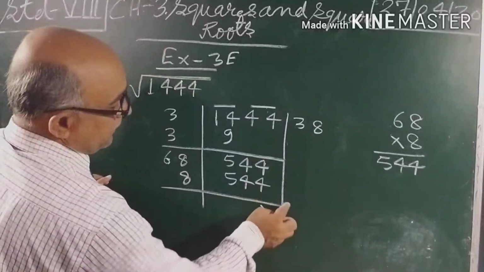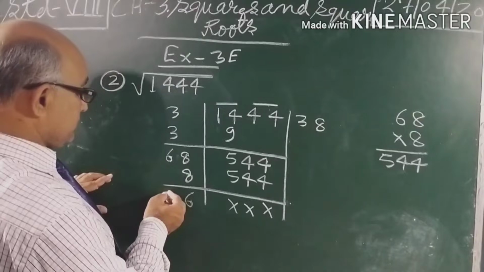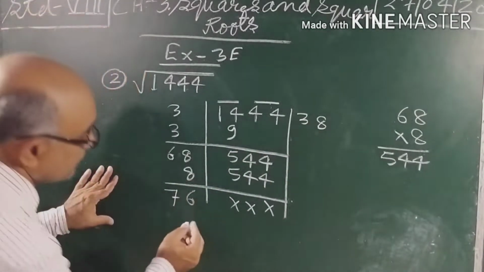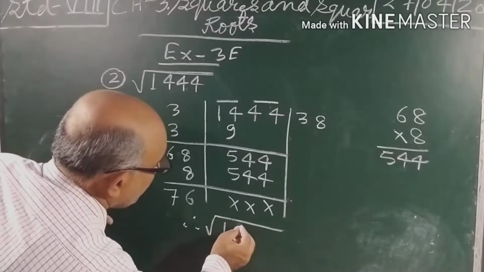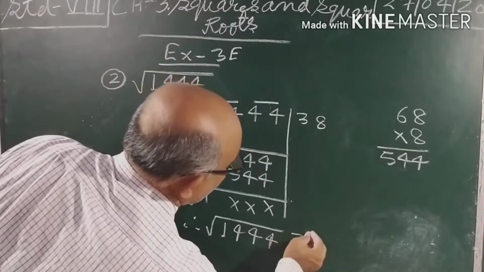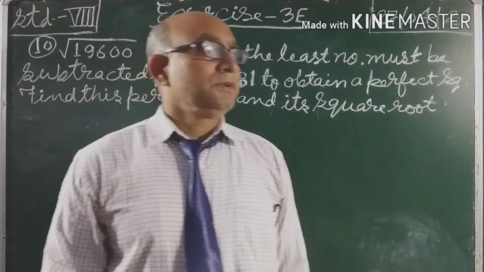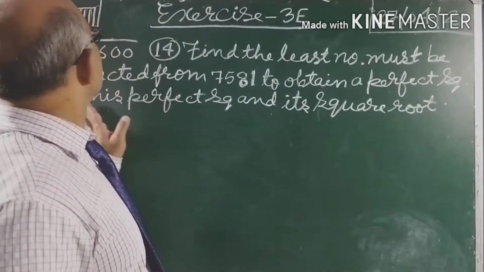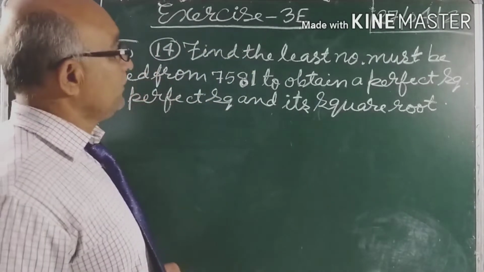544, cancel it. Add it: 6, 6 plus 1 is 7. 38 2 ja 76. Right. Therefore, the square root of 1444 is equal to 38. Answer. My dear students, write these 2 questions on your board from Exercise 3: question number 10 and 14.